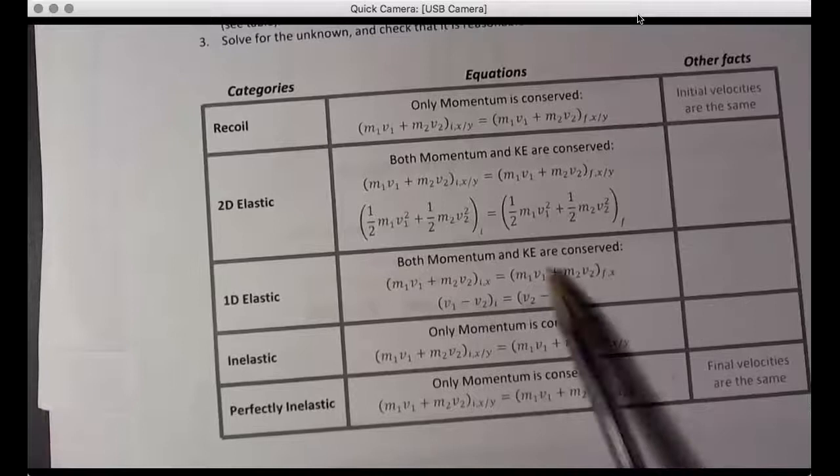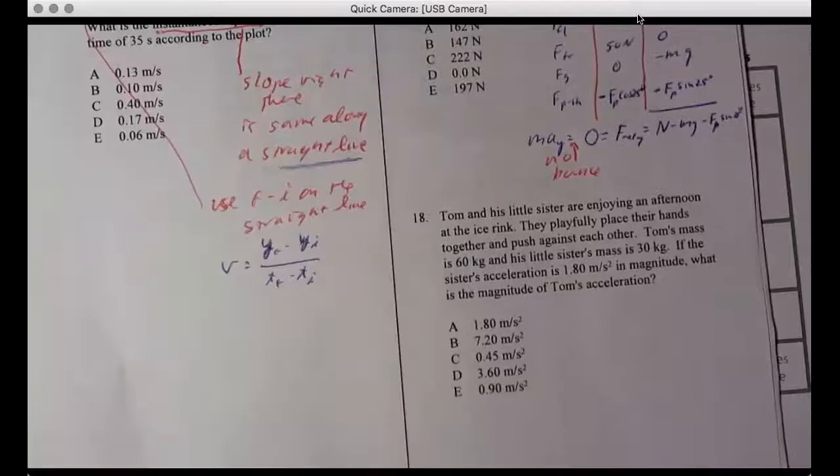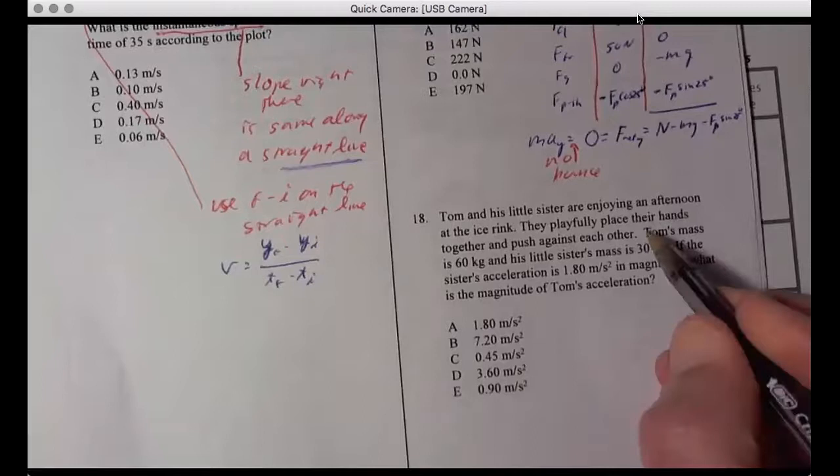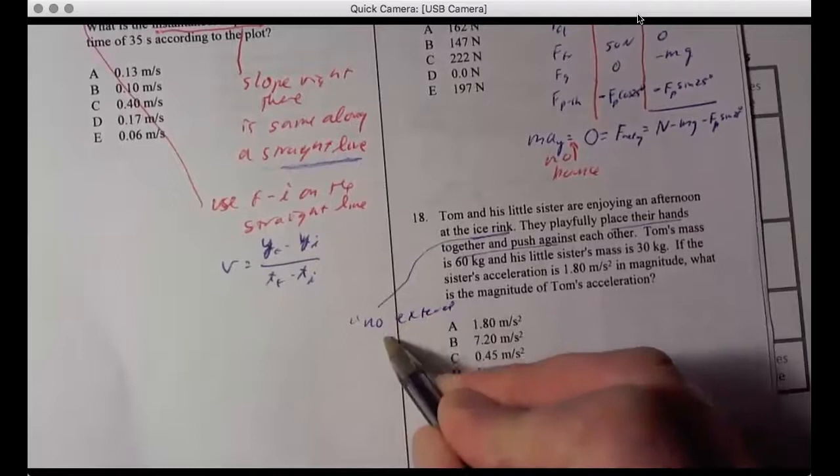Those are your collision formulas. And now we can do Tom and his little sister. And you might say, why did I wait here? They place their hands together and push against each other on an ice rink, right? So that means no external forces.